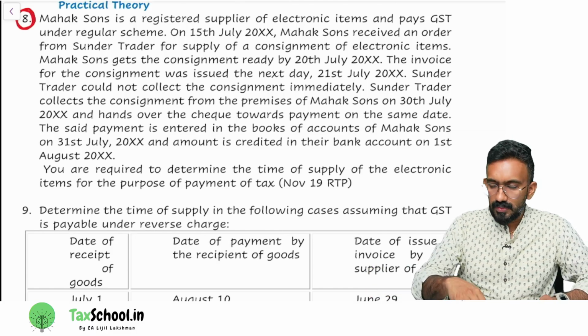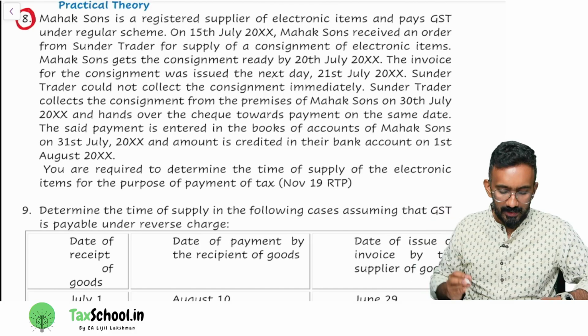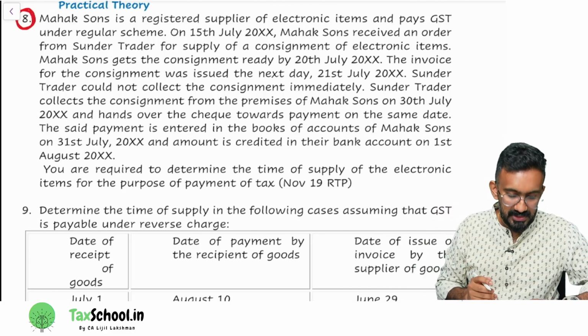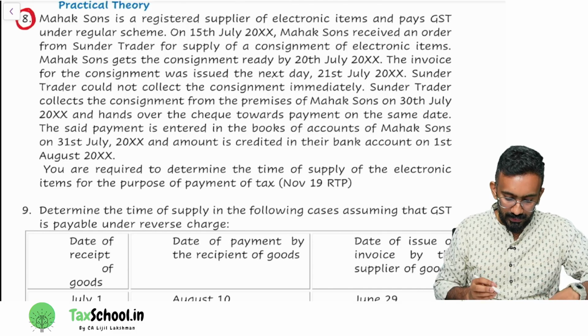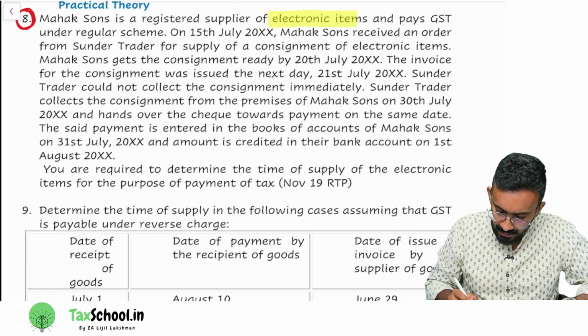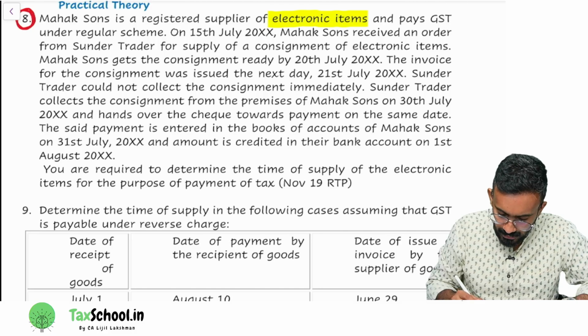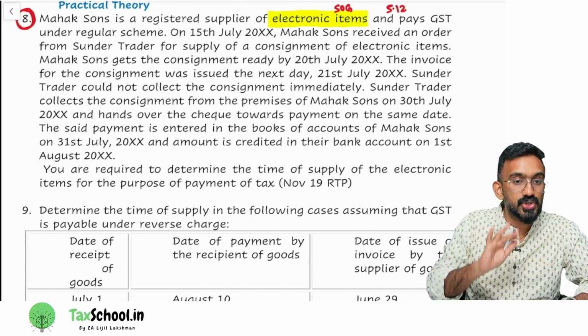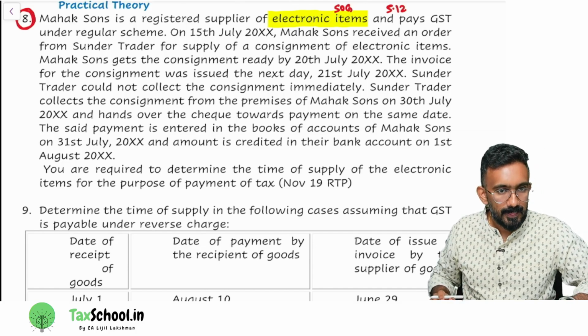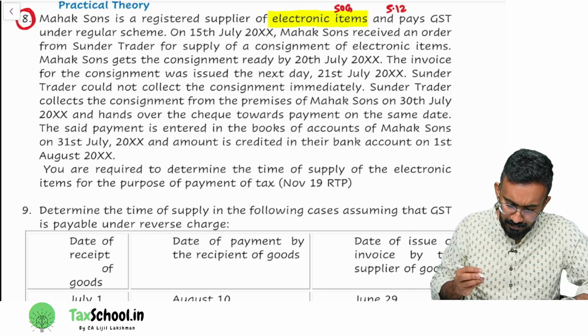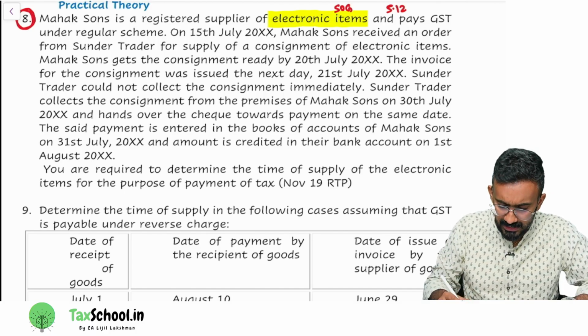Yeah. So when you get a question on time of supply, first you should look at, is it goods or service? I'm telling you because this is the approach that you should follow. So this is talking about electronic items. You know that it is supply of goods. The moment it is supply of goods, you know that the section is section 12. So you are sorted with the section number, right? Then I should look at electronic items are under forward charge.